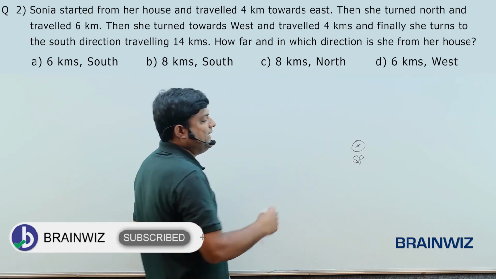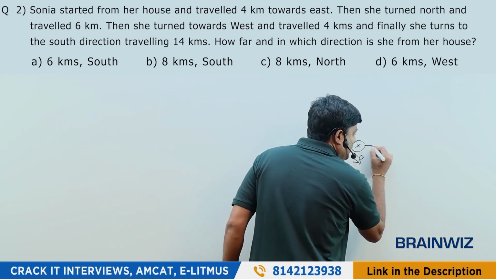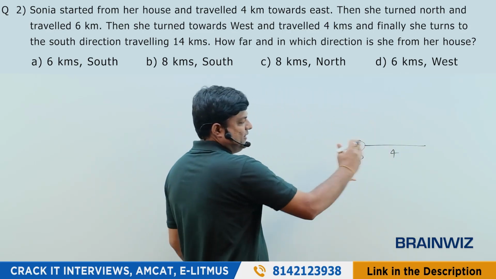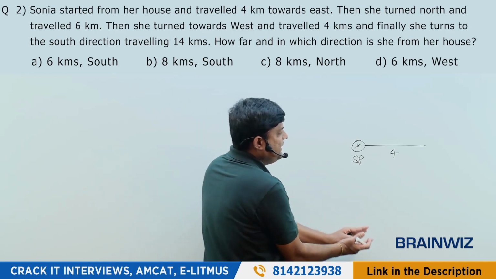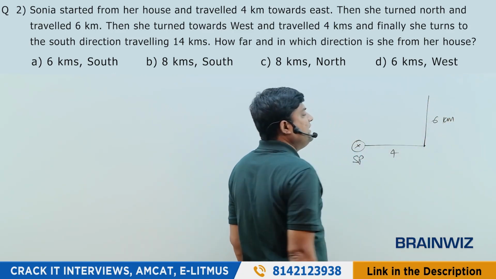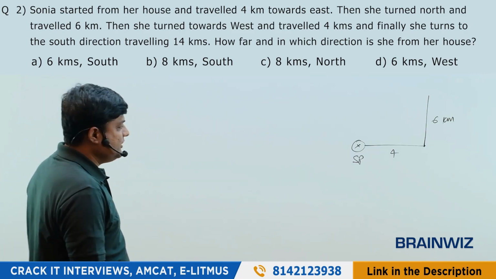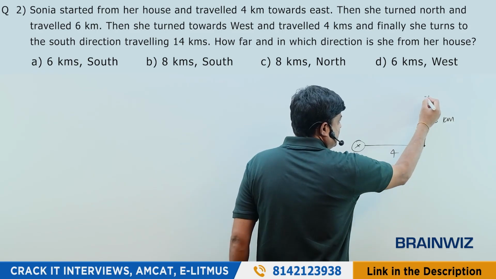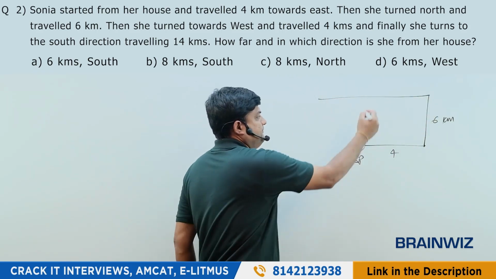Believe that this is a starting point and Sonia has gone towards the east 4 kilometers. I know this is east, that is 4 kilometers. And then she turns towards the north, 6 kilometers. She turns towards the north, that is 6 kilometers, and then again she turns towards the west, 4 kilometers. West. Students, some people by mistake will draw 4 kilometers till here.